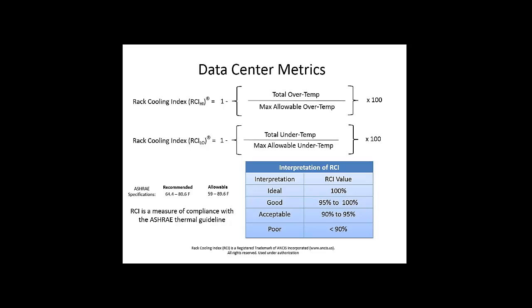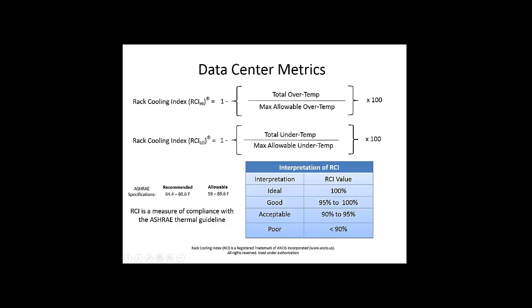And without going into the mathematics here, it's sufficient to say that both your RCI high and low should be in the 95 to 100% range. You could get them there. RCI low is looking at the conformance of the low temperature range, how many of them are out of compliance or in compliance. High is looking at the high temperature range.